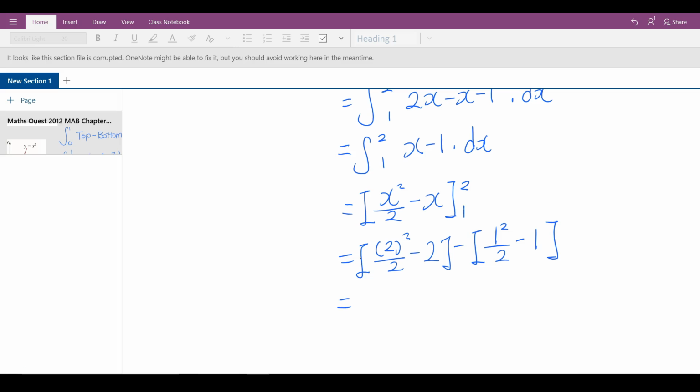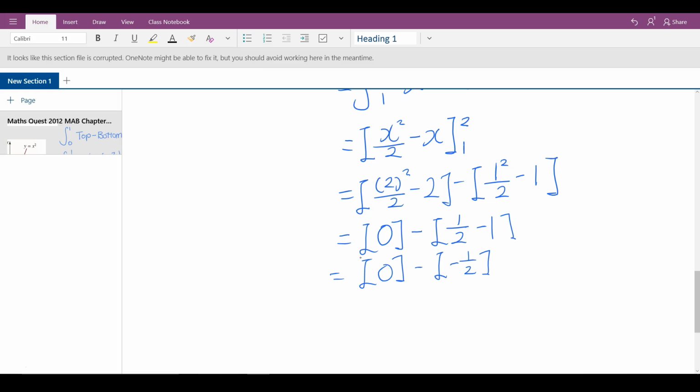That equals 2 squared is 4, 4 divided by 2 is 2, 2 minus 2 is 0. Alright, and then minus 1 squared is 1, a half minus 1. That would give you negative half, I believe. And negative is just a positive. So we get 1 over 2 as the area. And that is the answer.